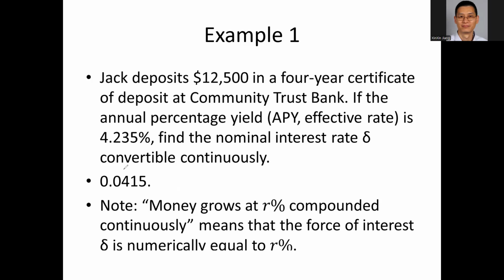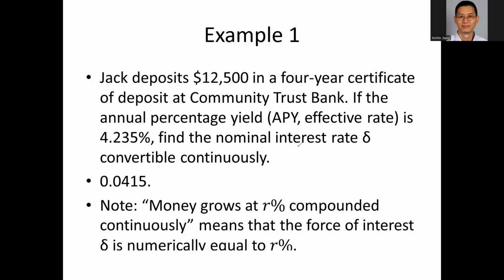So delta is the limit of the nominal rate when m goes to infinity. So it's a 4-year rate, 4-year period. Let's see, deposit so much money. If the annual percentage rate is that, find the nominal interest rate.